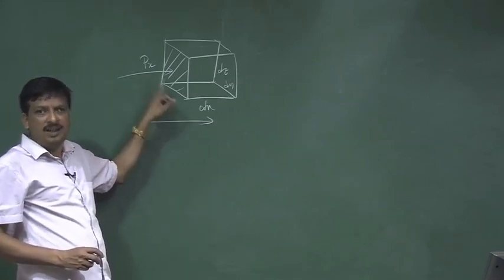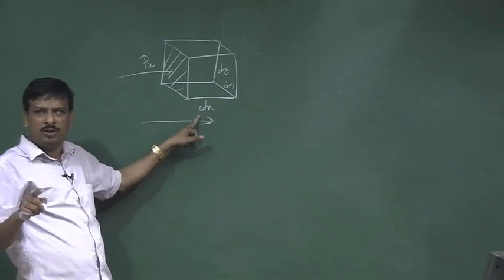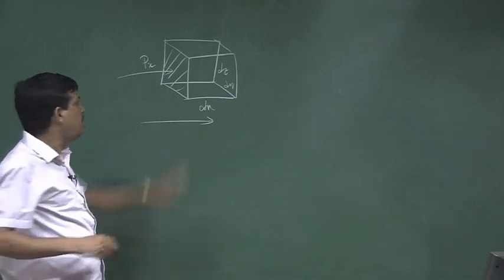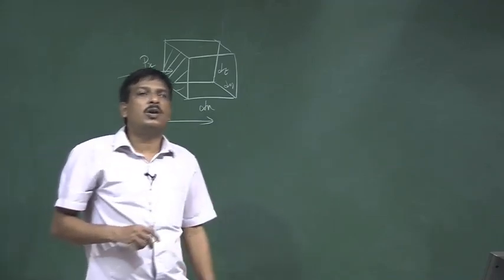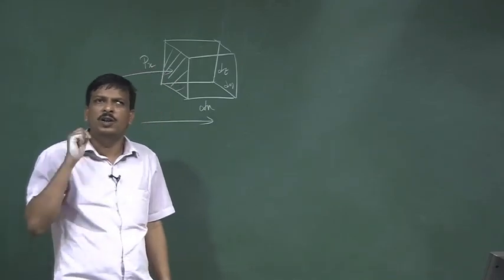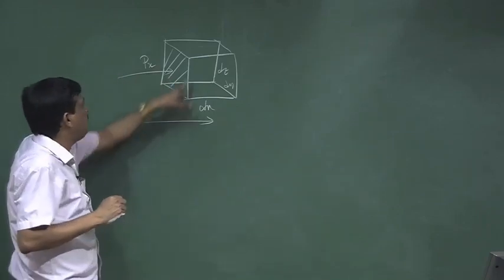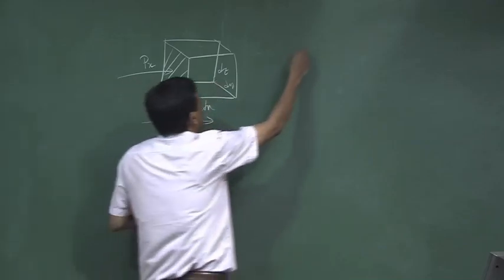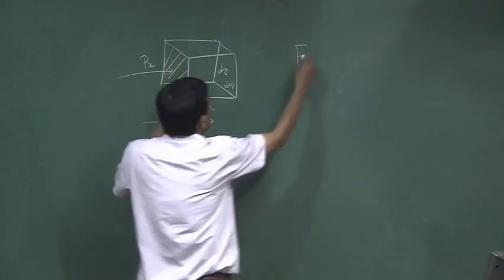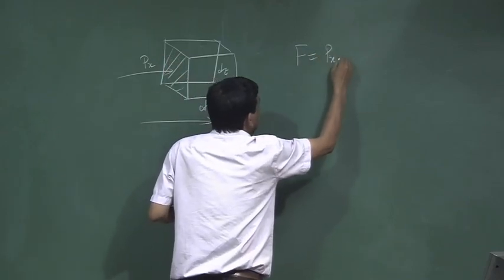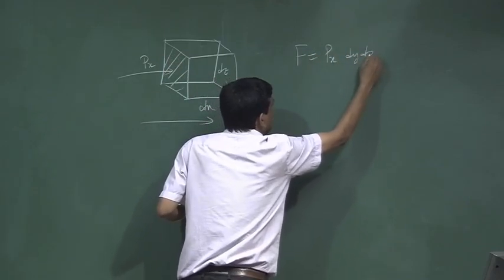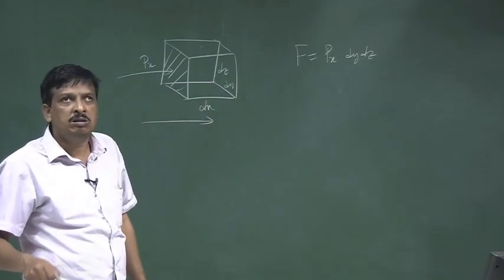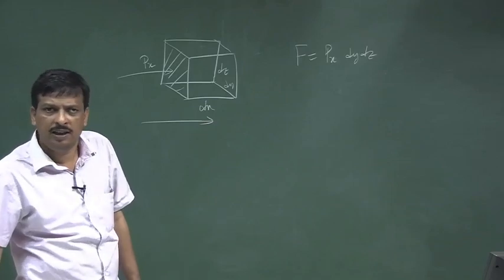The total pressure minus the equilibrium pressure will be the acoustic pressure. So, I said the total pressure acting on this surface is Px. So, what is the force? What is the definition of pressure? Force per unit area is the pressure. So, what is the area of this plane? It is dy into dz. So, the force acting on this plane is Px into dy dz. So, force is pressure multiplied by the area.